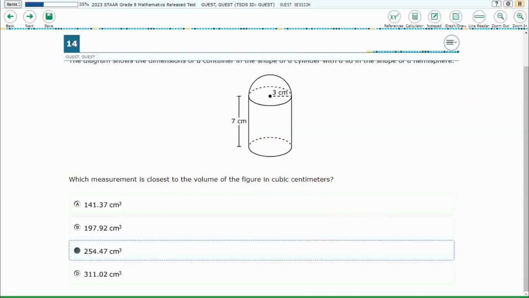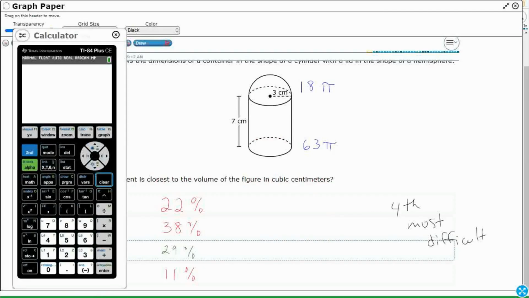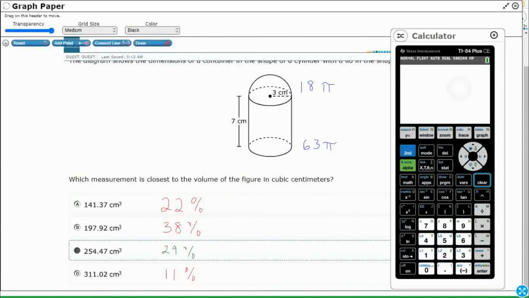Let's see how we did across the state of Texas. This was tied for the 4th most difficult problem on the entire test. As you can see, we didn't even get the correct answer C as the most chosen. It actually was this B, this 38% was chosen more than that C, 29%. So what made this the 4th most difficult problem, or at least tied for it? Well, remember our hemisphere basically came down to 18 pi.